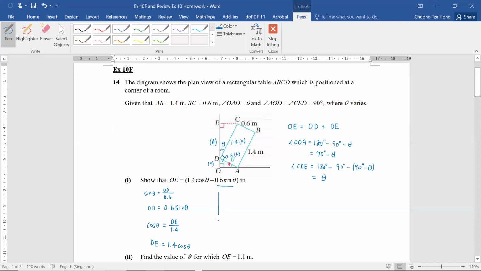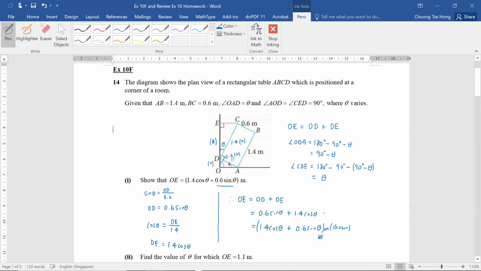Adding these two together, therefore, OE equals OD plus DE. We'll write it this way, plus 1.4 cosine theta. But they want the 1.4 cosine theta in front, so we'll just switch it around. So shown. This one will be in meters. This is how you show the first part of the question.